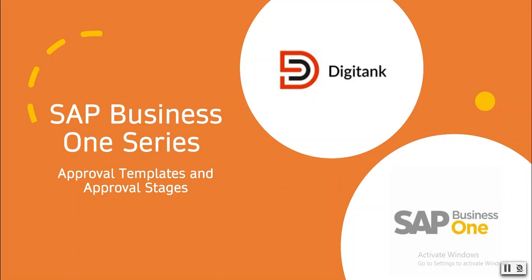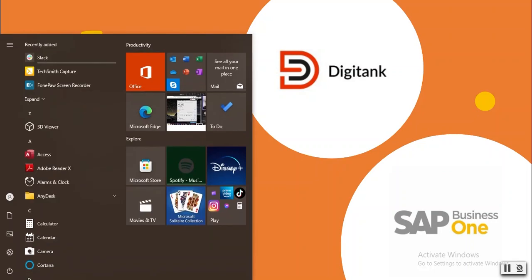In this video, we're going to be looking at how to create approval templates and approval stages, which are required for the approval process in SAP Business One. Let's switch over to the system to see how this is done.